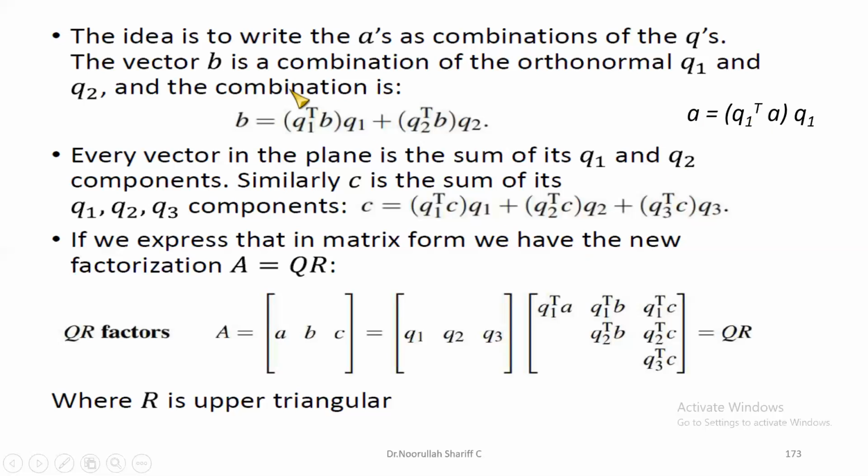So A equal to this, B equal to this, C equal to this can be written in the form of a matrix, and that matrix is this. Okay. So we have Q1 transpose A over here.